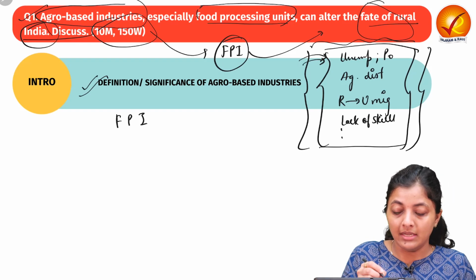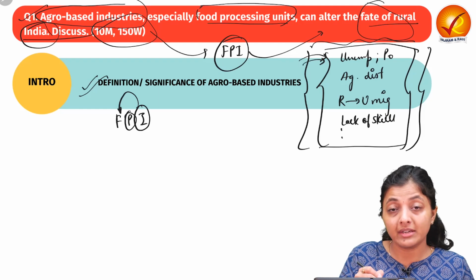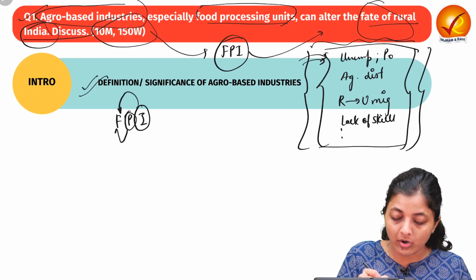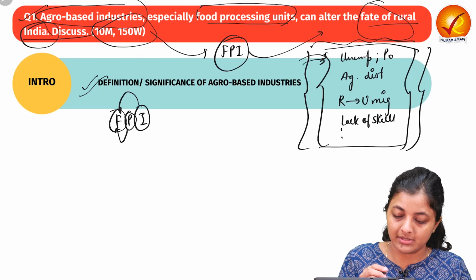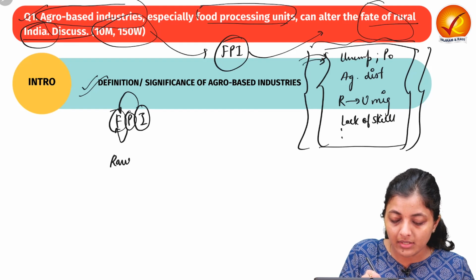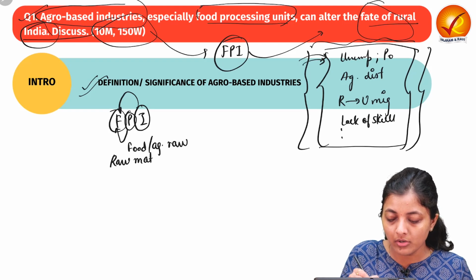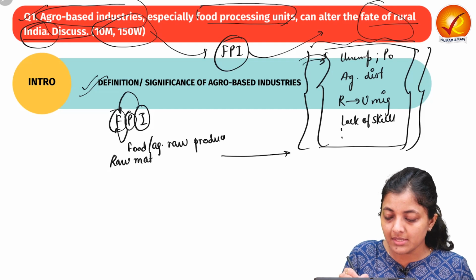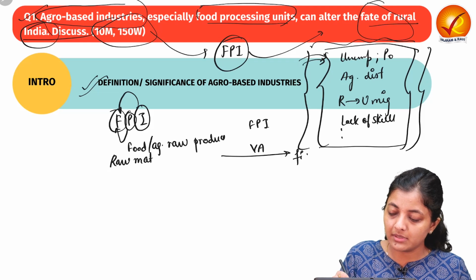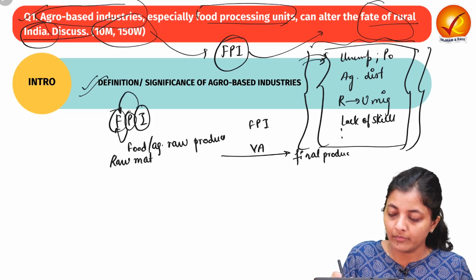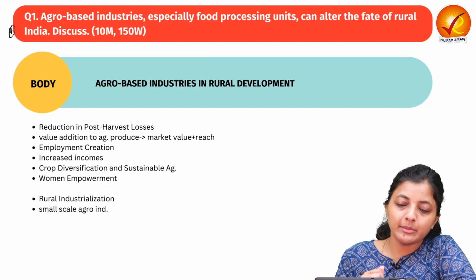Food processing industries, industries which are dependent or does some processing, refining or the manufacturing of some raw material which is like the food items. So this is food processing industries. Like there is some raw material like food or agricultural raw material, raw produce. So these food processing industries do some value addition and comes up with the final product which goes in the market. So this is the food processing industries. Now let's see the body part.